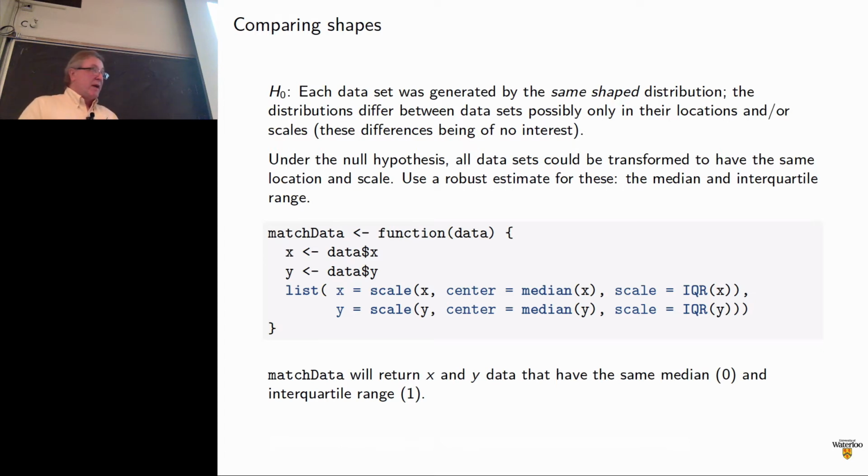And I just want to match them. And I'm going to match them so that they have identical median and identical interquartile range. Median will be 0 and the interquartile range 1. So that's all this function is doing, this rescaling and returning another named list of data. And the data that comes back are exactly as they were before, except now they have median 0 and interquartile range 1 for each of x and y. Okay?